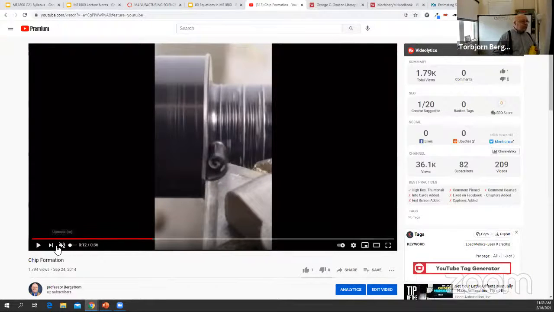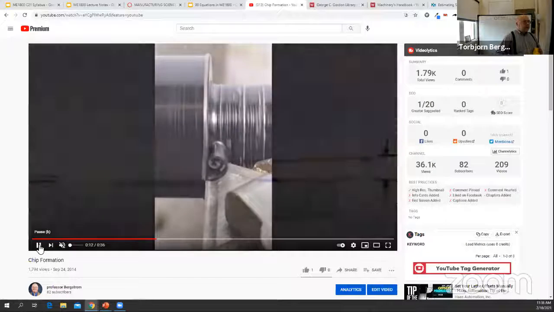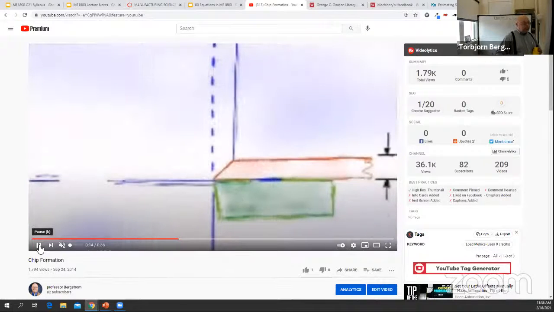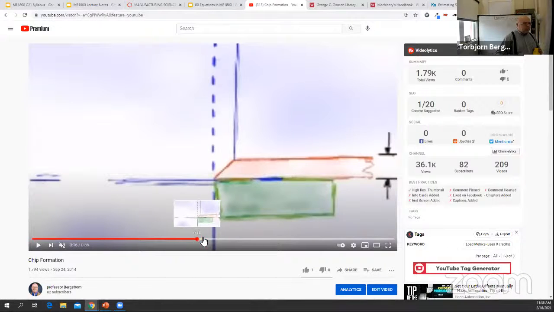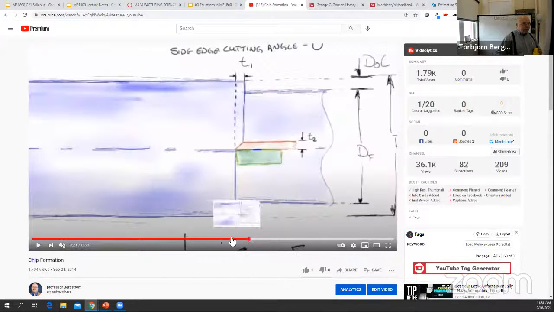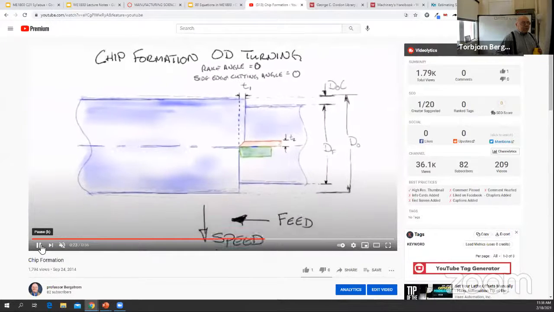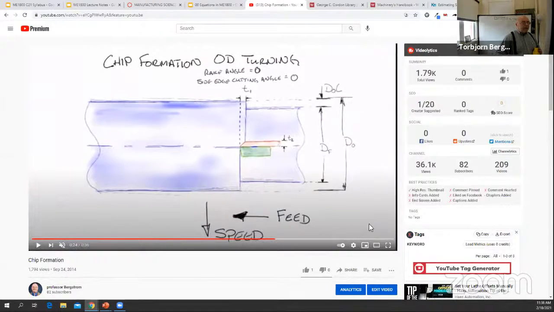All right, so let's look at our model again now. Based on what we see there, we can draw this model. I zoomed out a little bit here on our model. So we've got, remember, our final diameter, original diameter, our depth of cut, our chip thickness, our uncut chip thickness, feed speed. Okay.